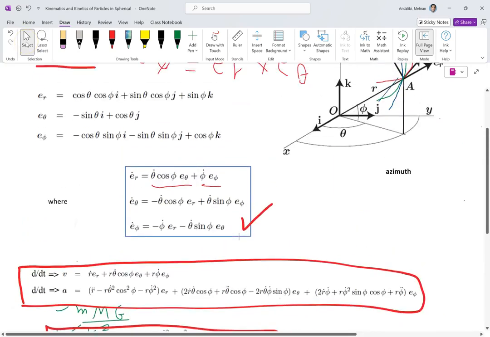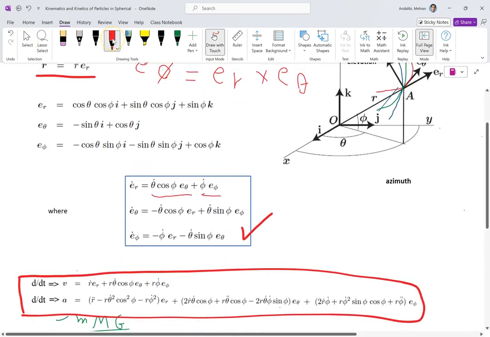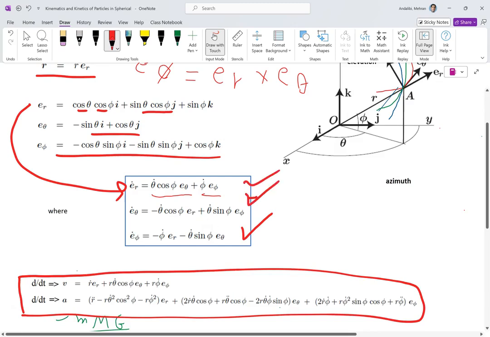All you need to do is to take a time derivative of, let's say, e_r, which involves terms like theta dot and phi dot multiplied, right? And here too, and then write it in terms of e_theta and e_phi here. So you can do some algebra and prove all of these 3 important properties for the time derivative of these vectors.